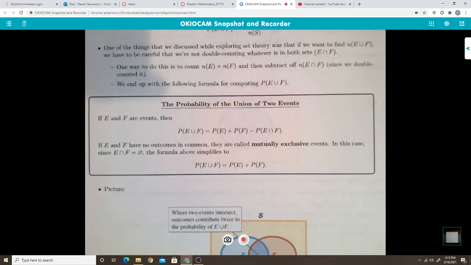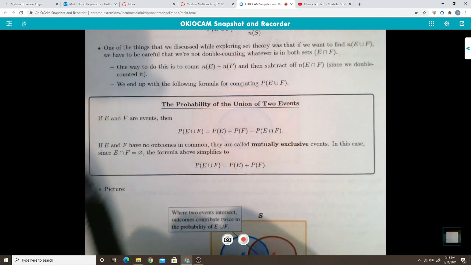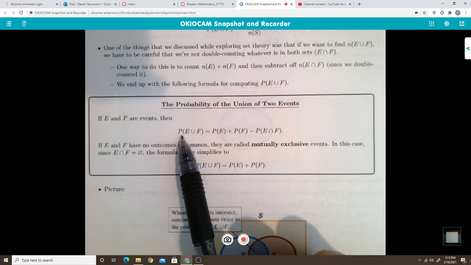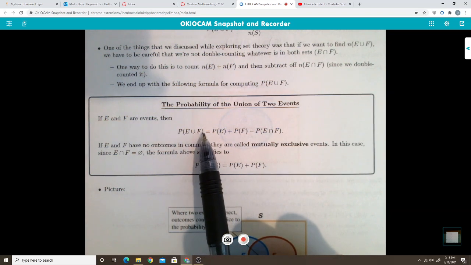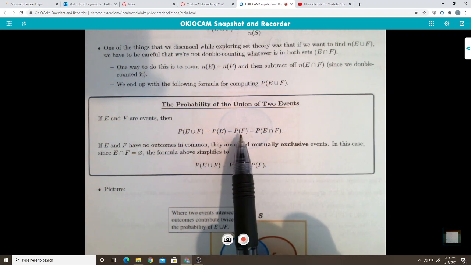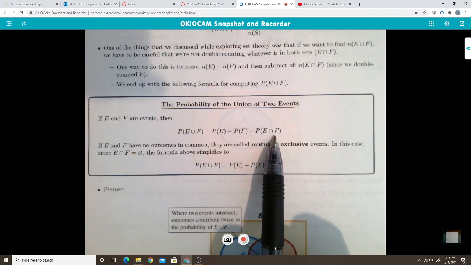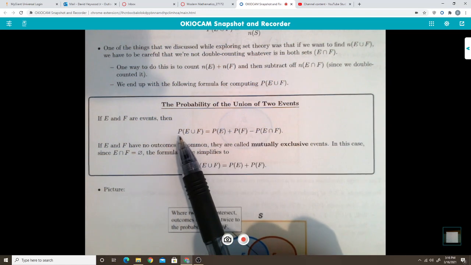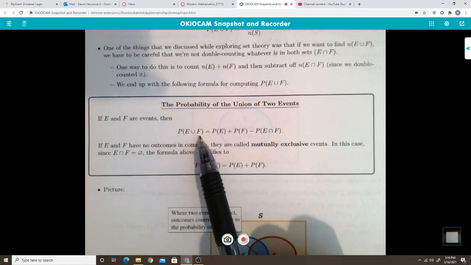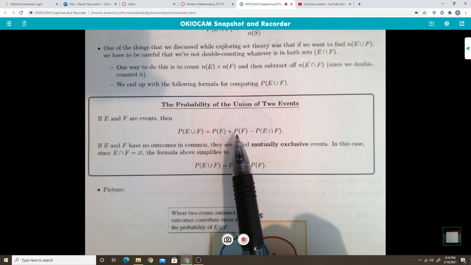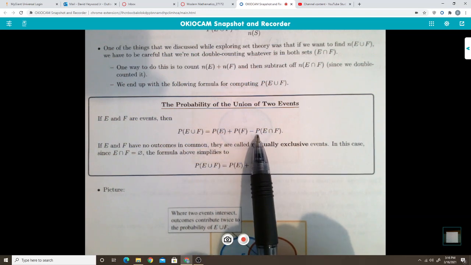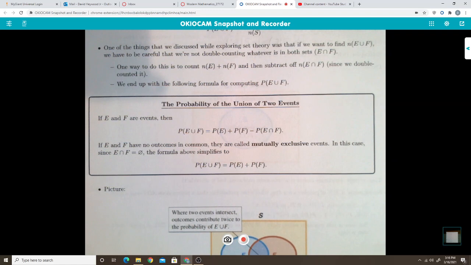And that's exactly how we end up with the following formula for the probability of E union F. So if E and F are two events, then the probability of E union F is the probability of E plus the probability of F minus the probability of E intersect F. Or in other words, you could read it like this. The probability of E or F is the probability of E plus the probability of F minus the probability of E and F.